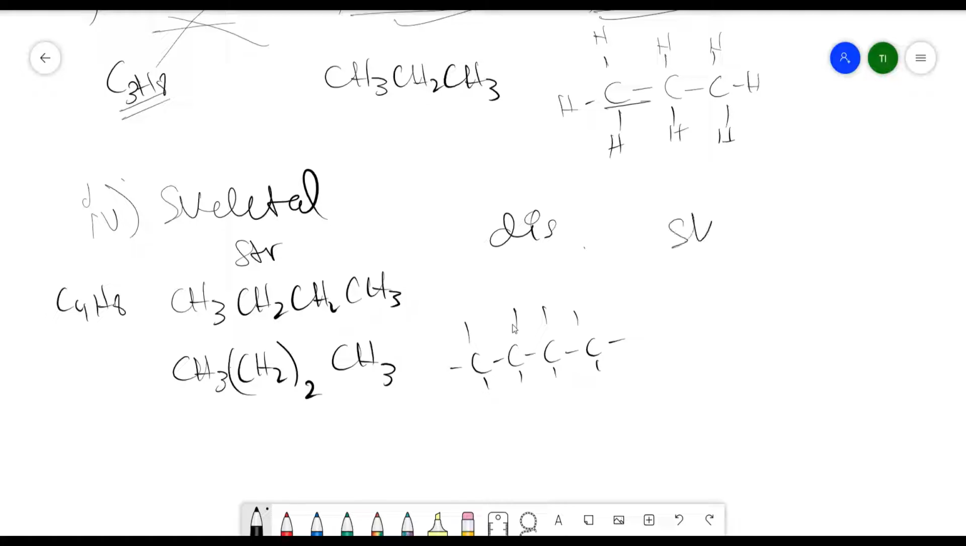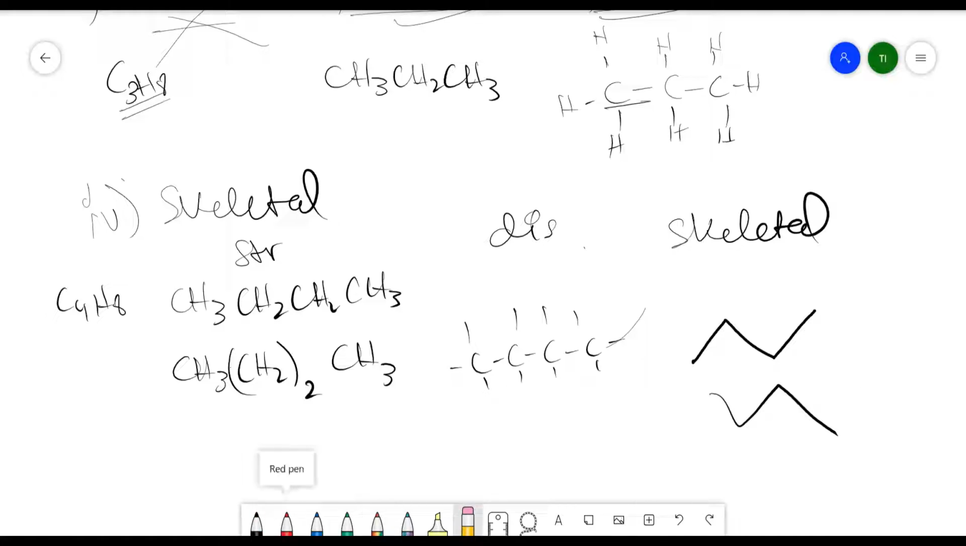And the last is skeletal. For skeletal, 4 carbon atoms, ignoring the H. So 1, 2, 3, 4. Or you can draw it like this. Sorry, wait, not that. There are way too many points there. You can draw it like this.